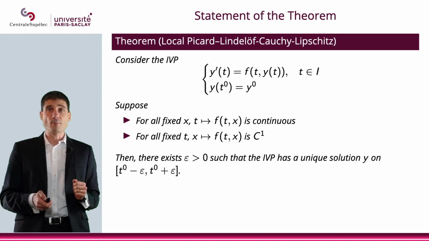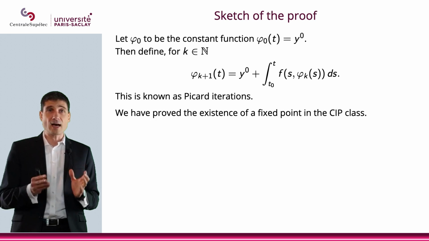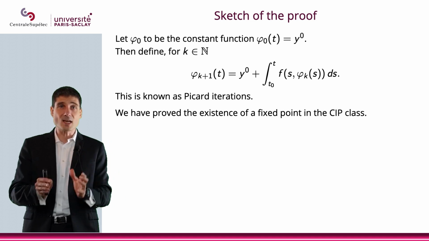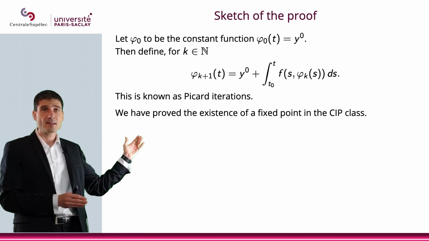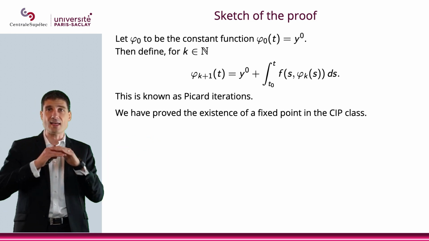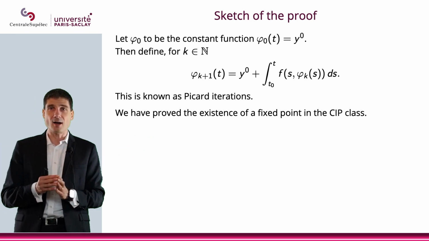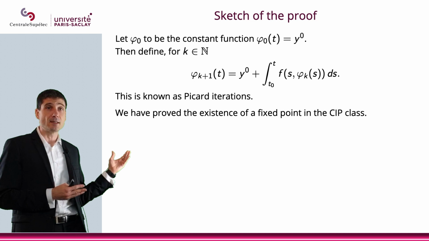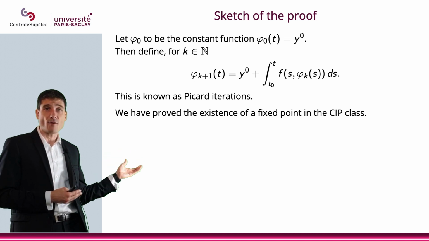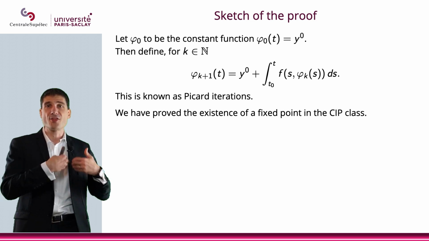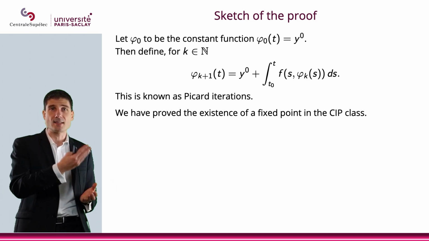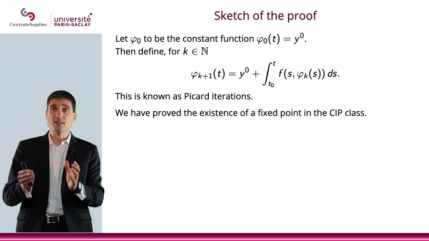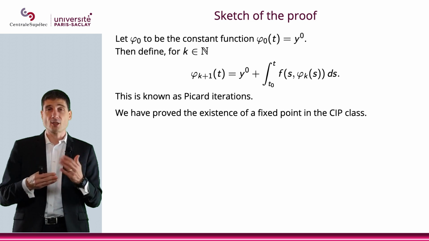Now, how do we prove this theorem? Well, we're going to give a sketch of the proof. It relies on building a sequence that will have a fixed point. And that sequence is given by phi 0 of t is y0. That is a constant function. That's the first iterate of our sequence. And for every k, I build phi k plus 1 as a function of basically y0 plus the integral between t0 and t of f(s, phi k(s)) ds. This is known as Picard iterations.